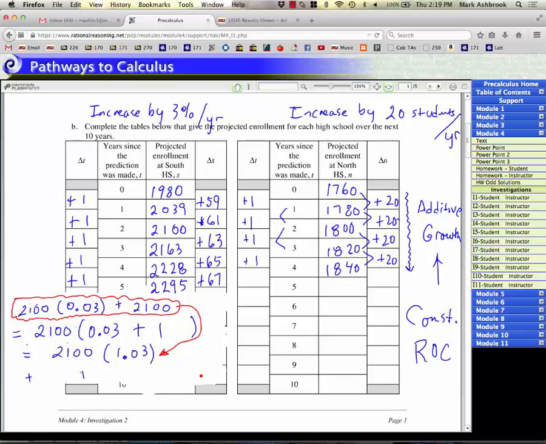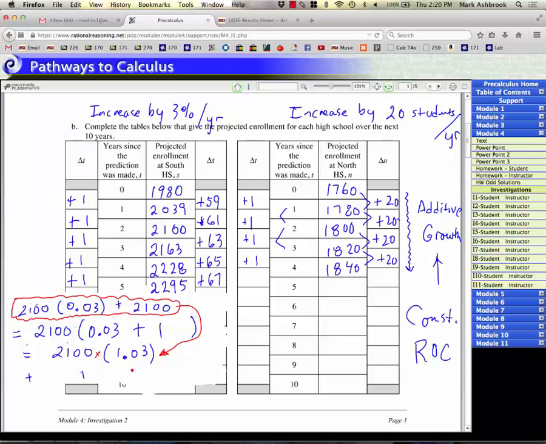Is it addition? To get the next output? So this is getting us the next output, right? 2100 times 1.03 is getting us the next output. And what's the key operation? Multiply, times. So what kind of growth is this? This would be true for any one we picked. If I picked 2228 here, it'd be 2228 times 0.03 plus 2228, 2228 times 0.03 plus 1, 2228 times 1.03. So every single output, we could multiply by 1.03 to get the next output.